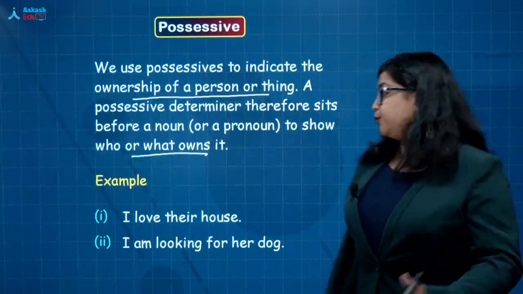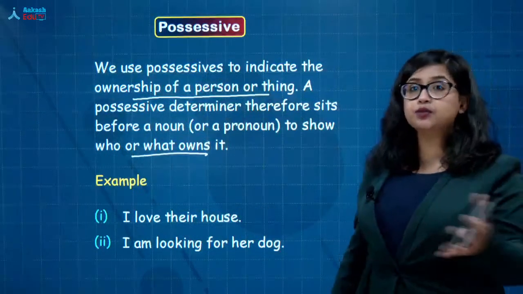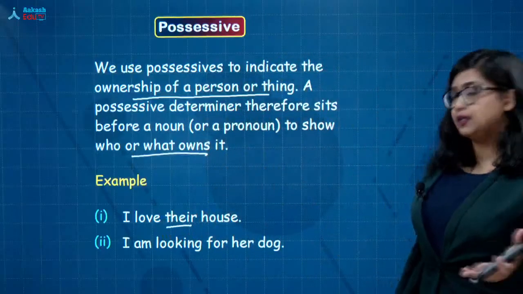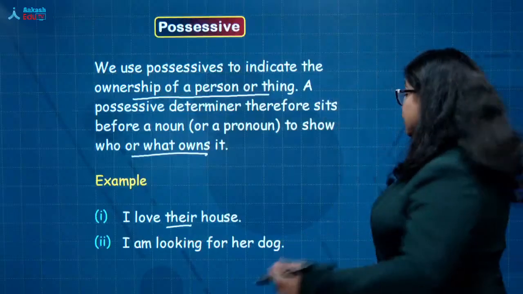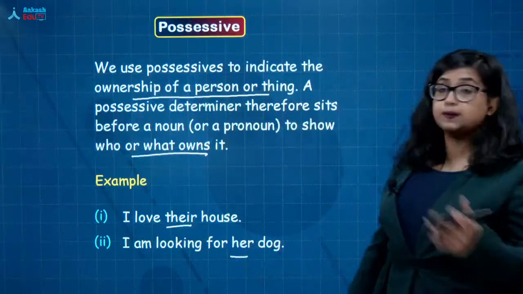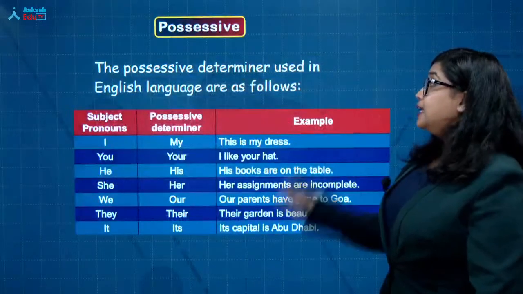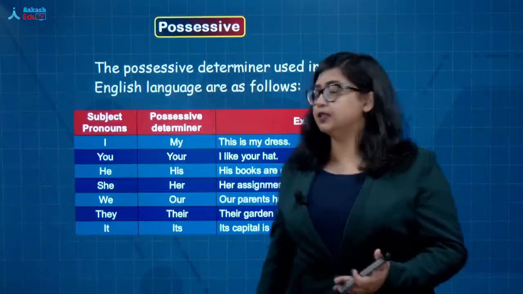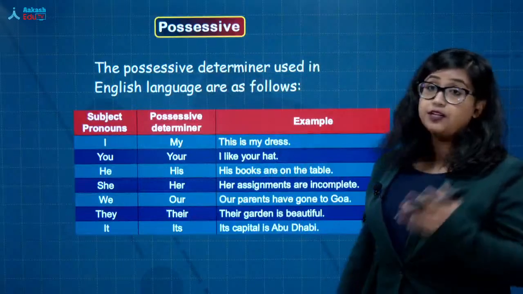who it belongs to. For example, I love their house. Whose house? Their house. That means it belongs to some third person, right? I'm looking for her dog. Whose dog? Her dog. Talking about a particular girl, right? So let us now move ahead and look at the possessive determiners that we have in the English language.